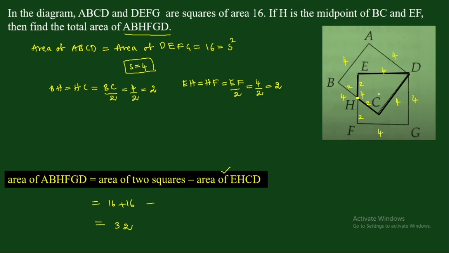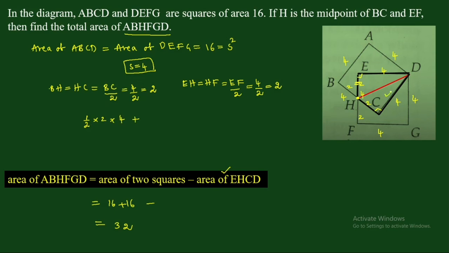So to find out this EHCD area, let us divide this into two right triangles by adding HD. Now it is divided into two right triangles, EHD and HCD. So what is the area of a right triangle? That is half into base into height. Here what is the base for this? 2. That is half into 2 into 4.